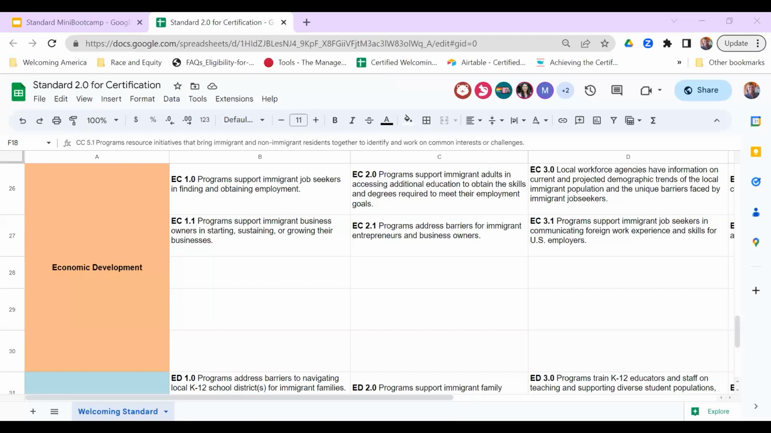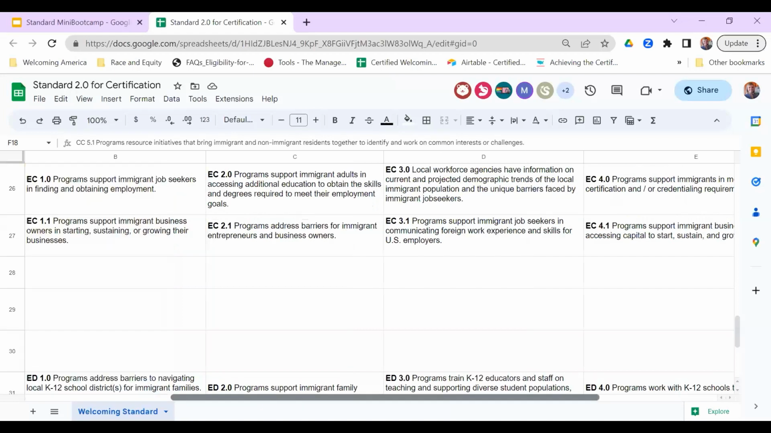I also want to mention the words here. It's typically in 1-star is starting, sustaining, or growing. Accessing capital is actually at a higher star as well. So just want to mention that here for the 1-star piece. All right, so I'm going to move on over to 3-star.